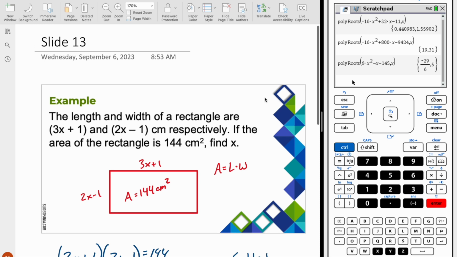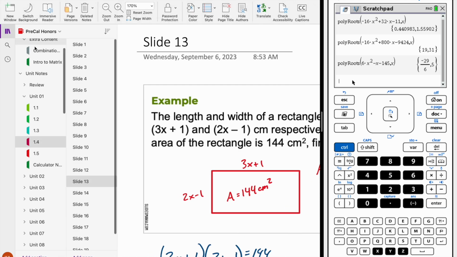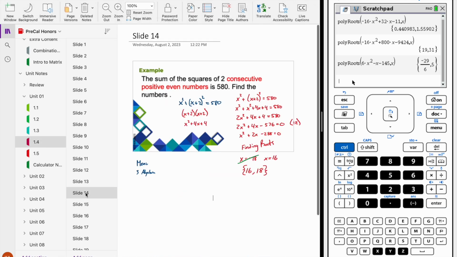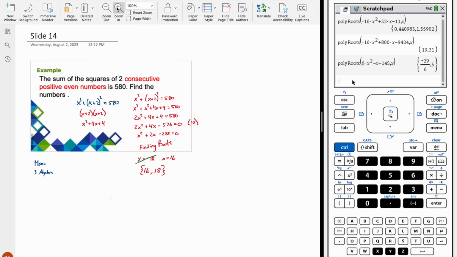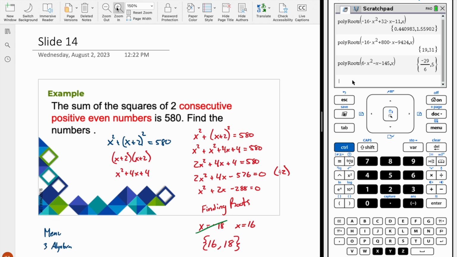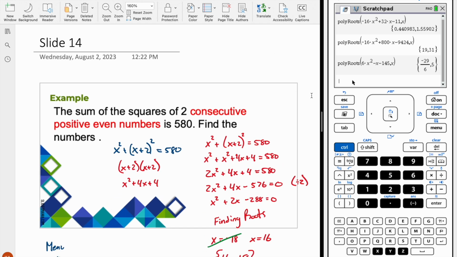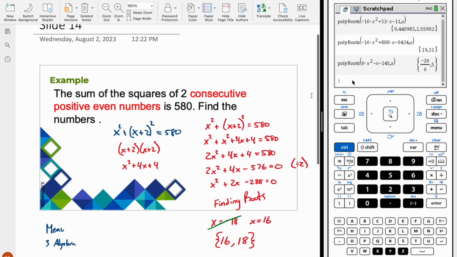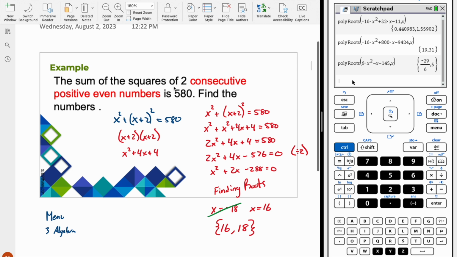Let's take a look at slide 14. The sum of the squares of two consecutive positive even numbers is 580. Find the numbers.